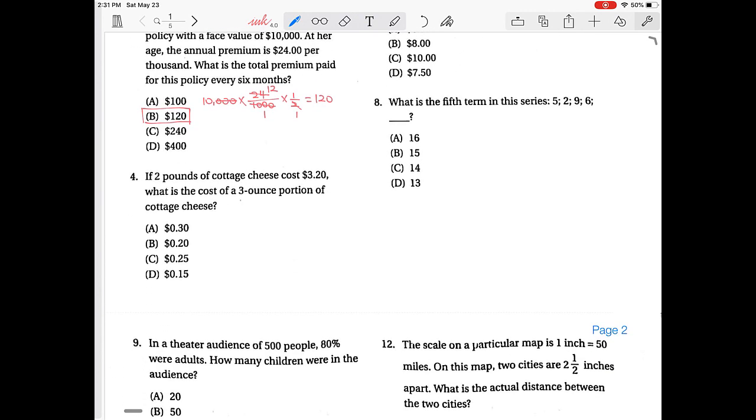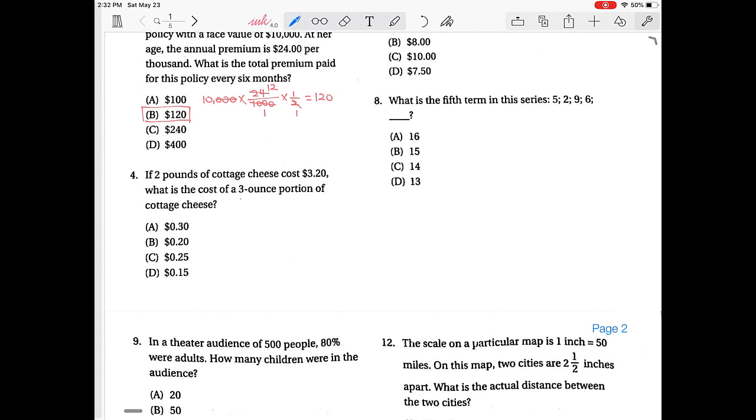Number 4, 2 pounds of cottage cheese costs $3.20. What's the cost of a 3-ounce portion of cottage cheese? It's important for us to note that 1 pound is equal to 16 ounces. So $3.20 can get us 32 ounces of cheese. Multiplying that by 3 ounces, first we want to simplify 320 over 32 to be 0.1. So 0.1 times 3 is going to be 0.3, and that is option Alpha.